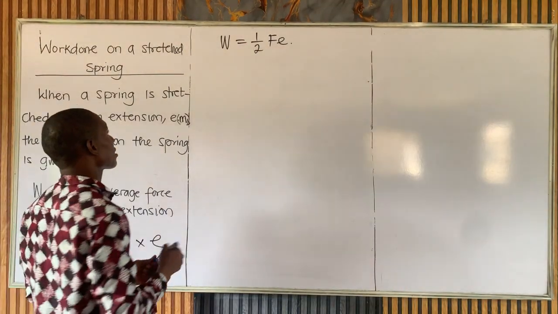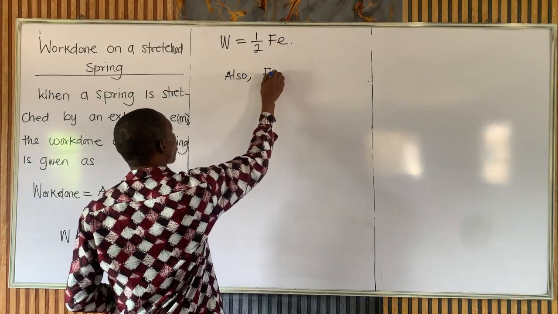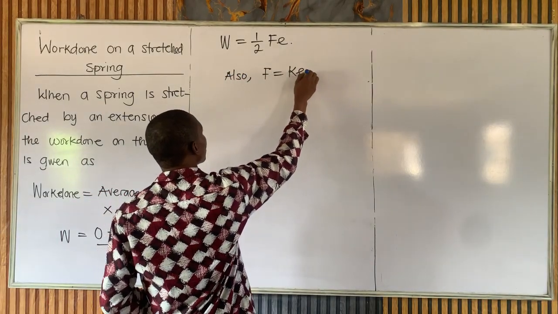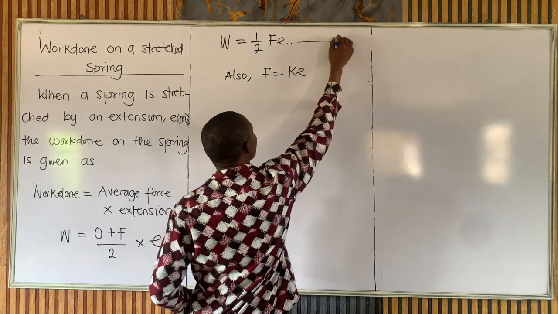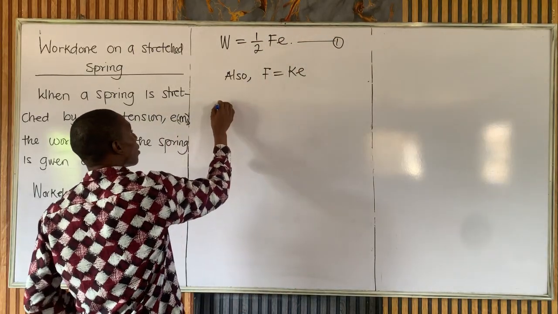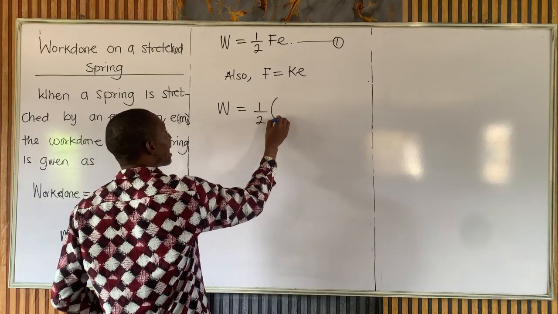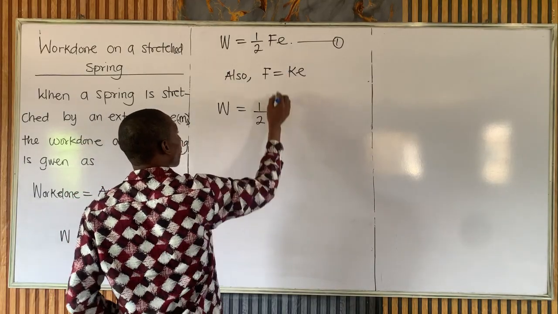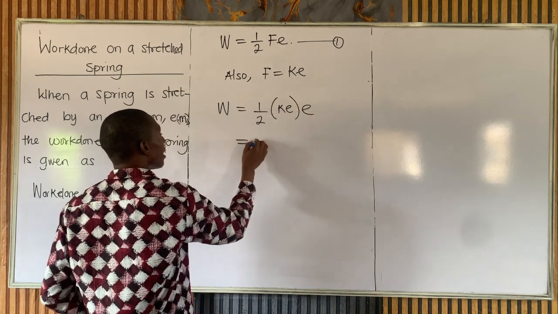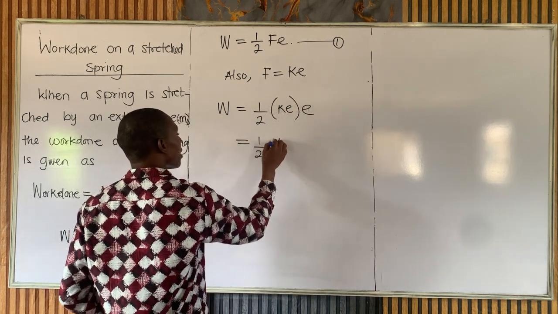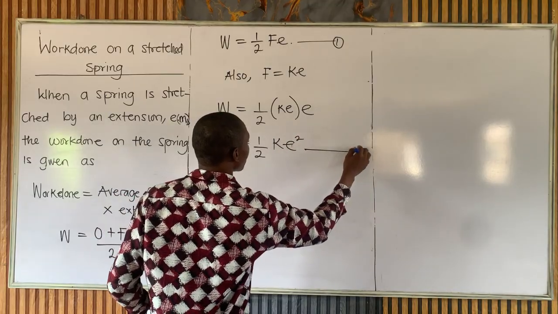Also, we know that force from Hooke's law is equal to Ke. If we substitute this into this first equation, I call this equation 1, we are going to have the work done to be equal to half multiplied, in place of F now put Ke, then times the E. This will be half Ke squared. This is the second relationship.